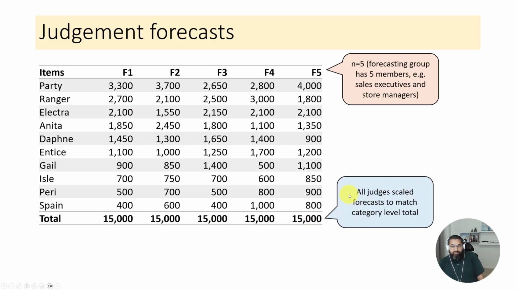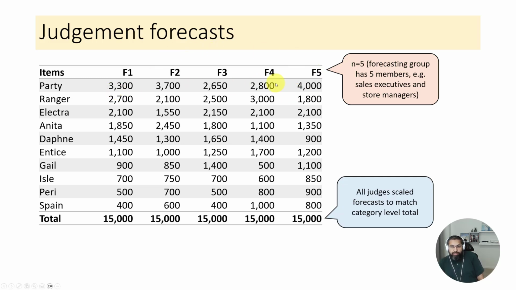So all judges have scaled their forecast to make sure they're not forecasting beyond 15,000, because the category level forecast is more accurate than the item level forecast. So the total has to match the category level forecast, because these are all the SKUs in our category. Okay, so this is the data we have from our forecasting group. They've looked at the product, they've used their experience with parkas, and these are the numbers they've given us.